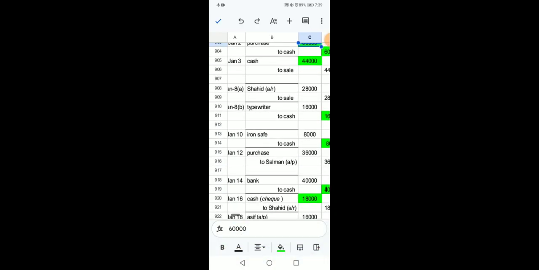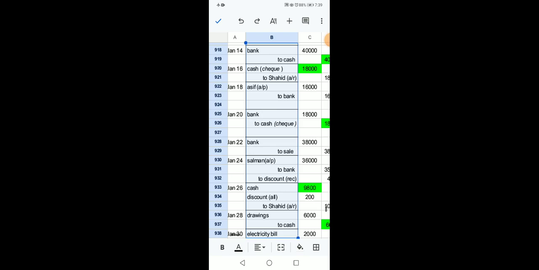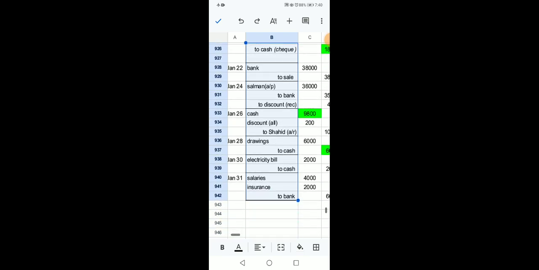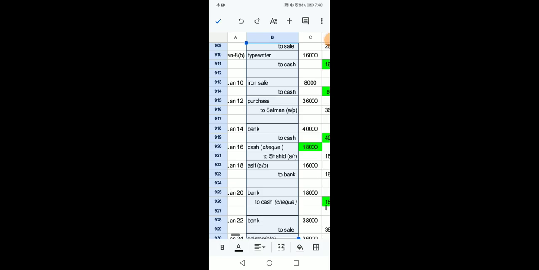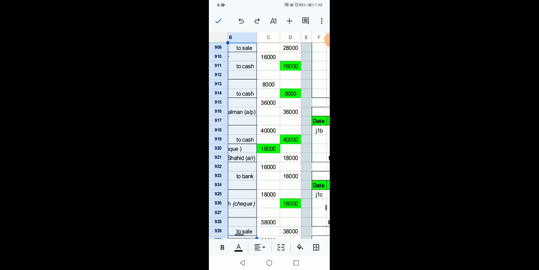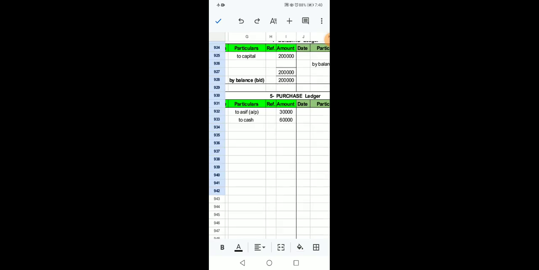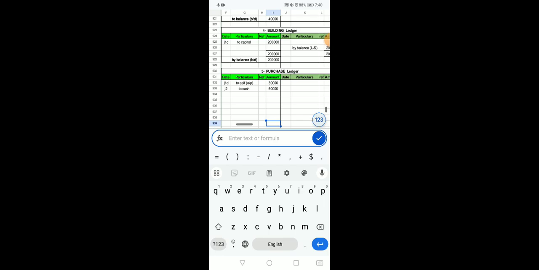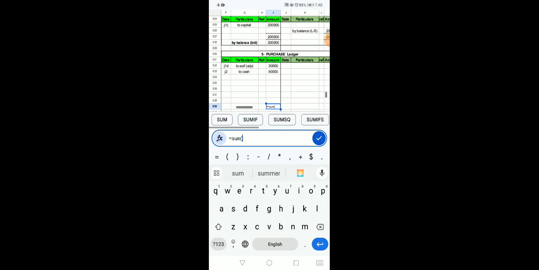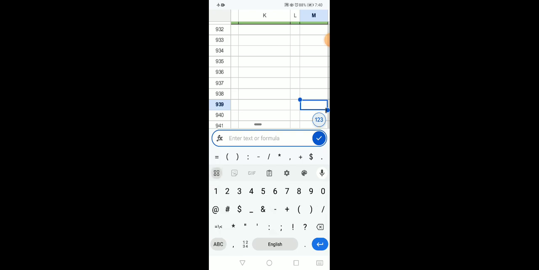Now let's see if purchase is present elsewhere. We have all these entries, and I hope no purchase is present anywhere else. It means all posting for purchase is completed. It's time to calculate the balance. For the balance, the first step is to take the sum of both sides. We have the debit side, where two amounts are written. Calculate the sum of the debit side. Nothing is mentioned on the credit side, so the total of the credit side would be considered 0.